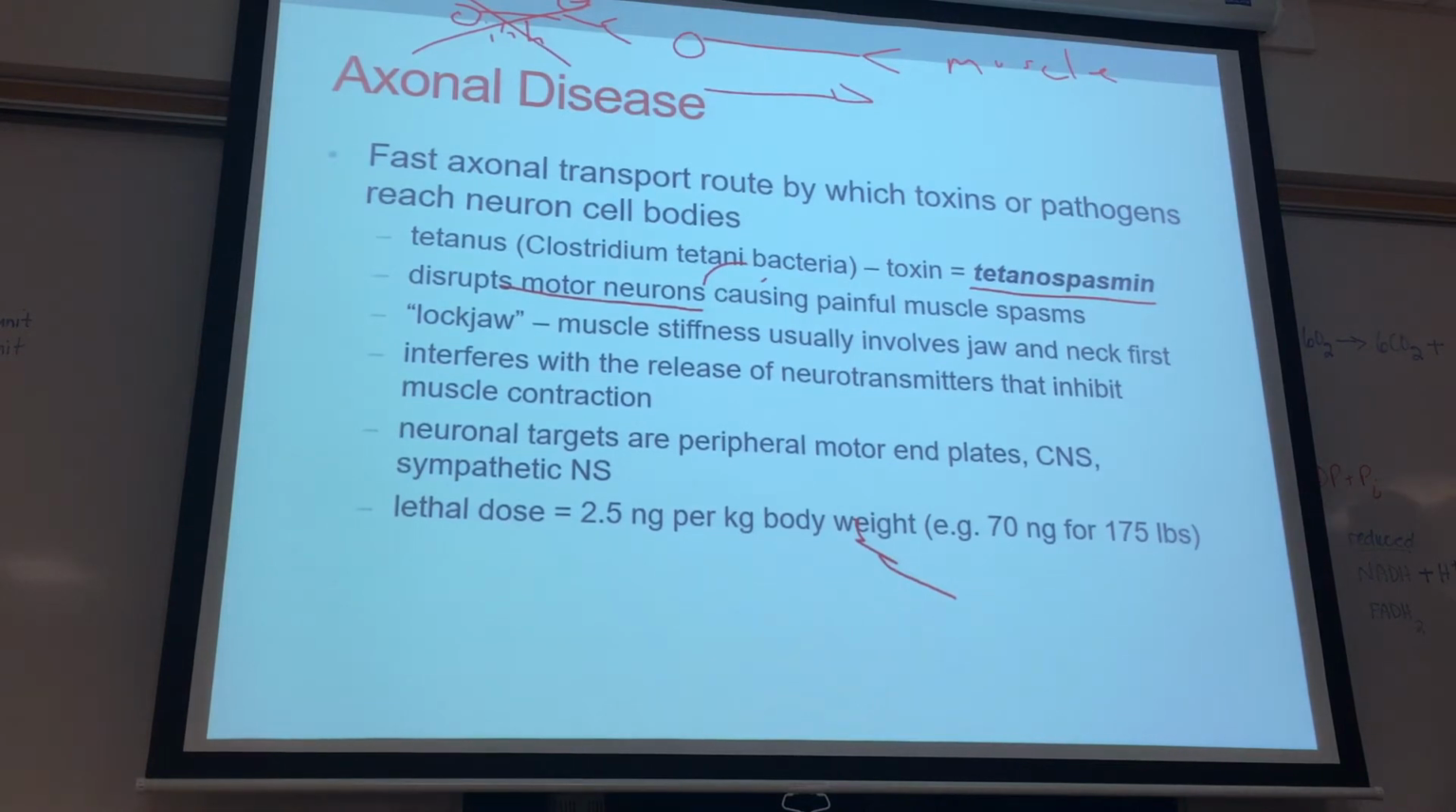Yes? What about like multiple sclerosis? Oh, the myelin sheaths? Oh, I've got good slides on those. So hold that question for that one because we talk about multiple sclerosis.